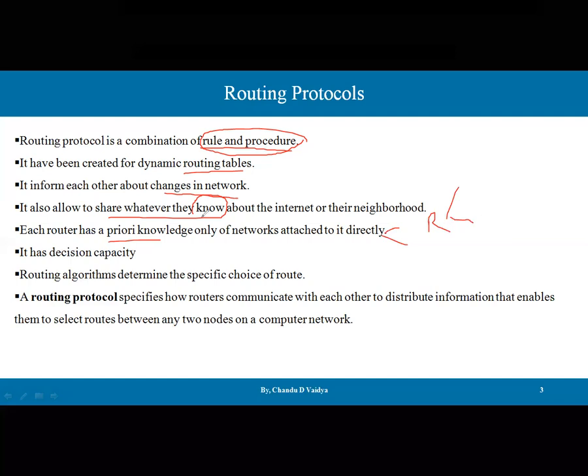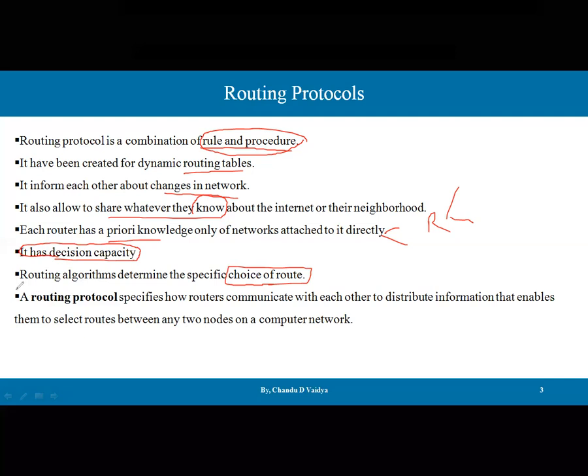Routing protocols also have decision capacity on the basis of the statistics available in a routing table. They can take a decision like which one is the best path, which one is the alternative path, or maybe other decisions. Then the routing algorithm determines the specific choice of route. Here also, we can say the choice of route can be decided on the basis of cost metrics like the number of hops, the bandwidth, the congestion, etc.